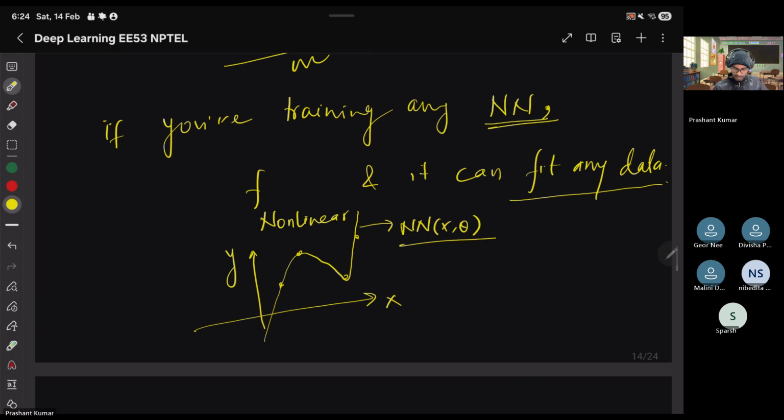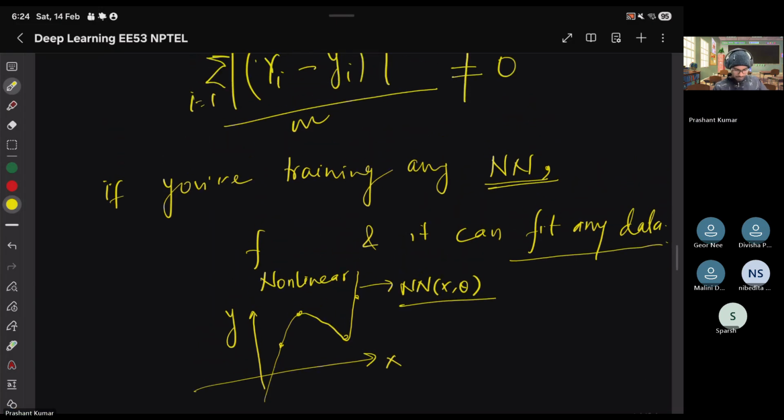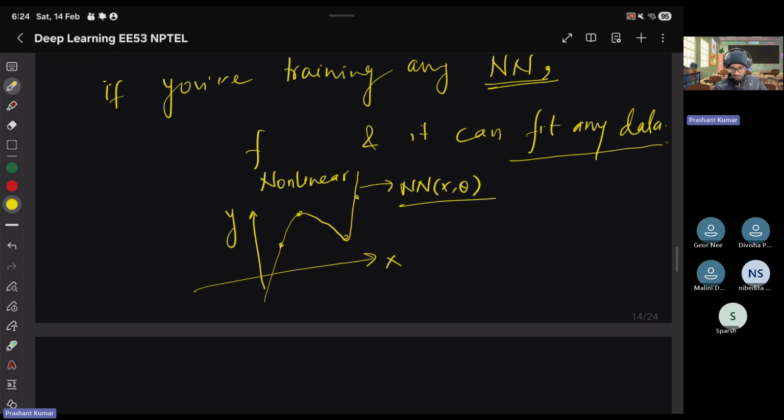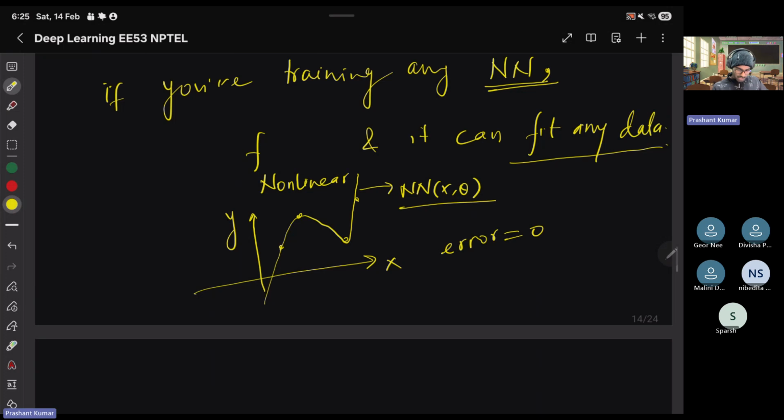Okay. Understood? In this case, you will say that the error is 0. However, from the experiment, you know that the relation is always linear. So basically, you are overfitting the experiment using the neural network. Okay. Now, let's call this overfitting for right now.